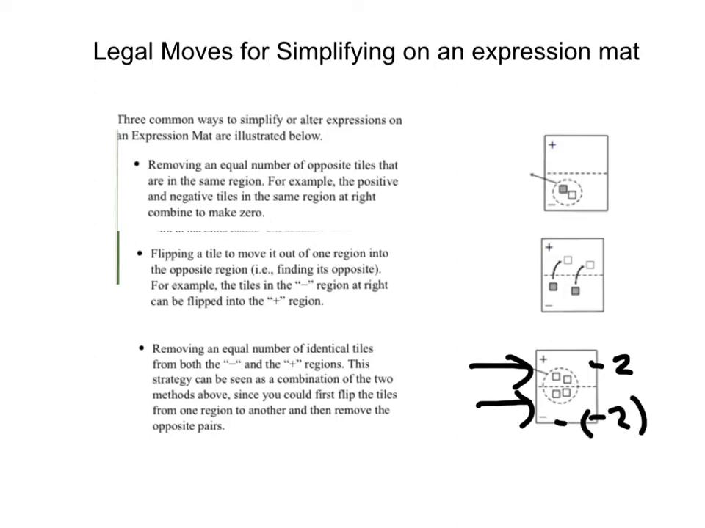But in our conversations and in our using the tiles, we've seen that those are actually going to make 0 because they're in opposite regions and they have the same color showing. So this is really -2 plus 2. Those would cancel each other out.